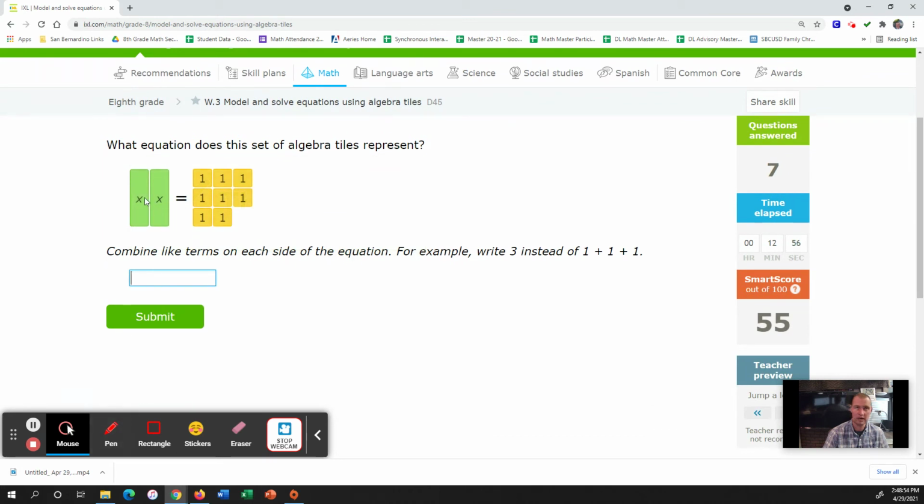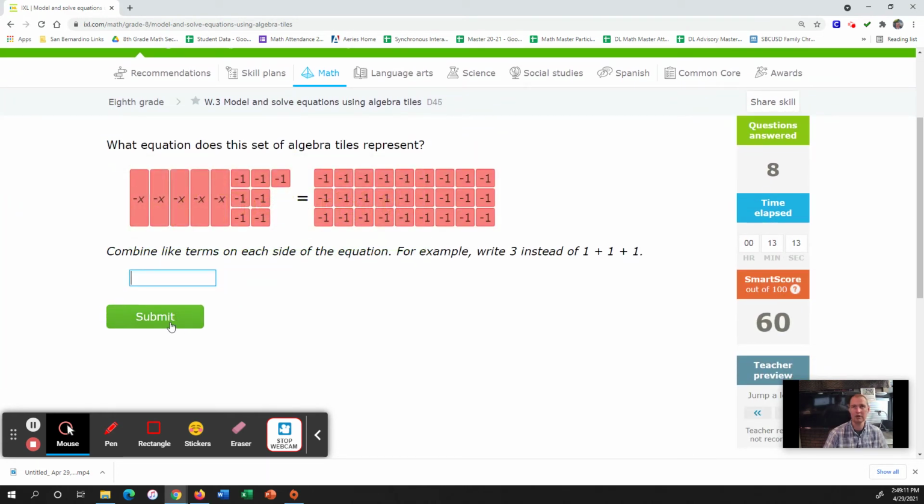All right, next up we have 2 x's. So when you have 2 x's, I put 2x equals. We have 8 ones on the right side. 2x equals 8.